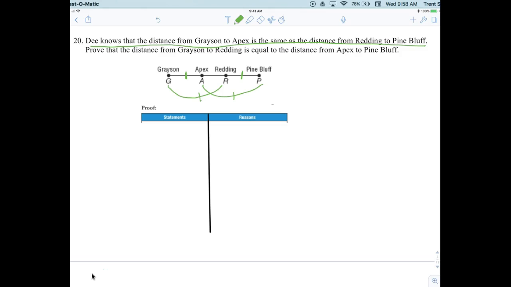Now, I really think this is a really good question. And if you understand this, then I think we're in pretty good shape. So we know starting out that GA is equal to RP. Does everybody agree with that? That's number one. We could say that's given.